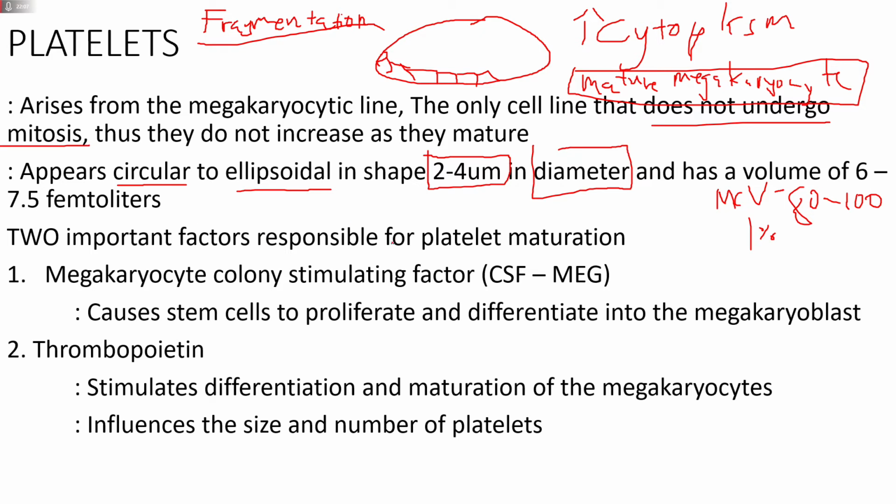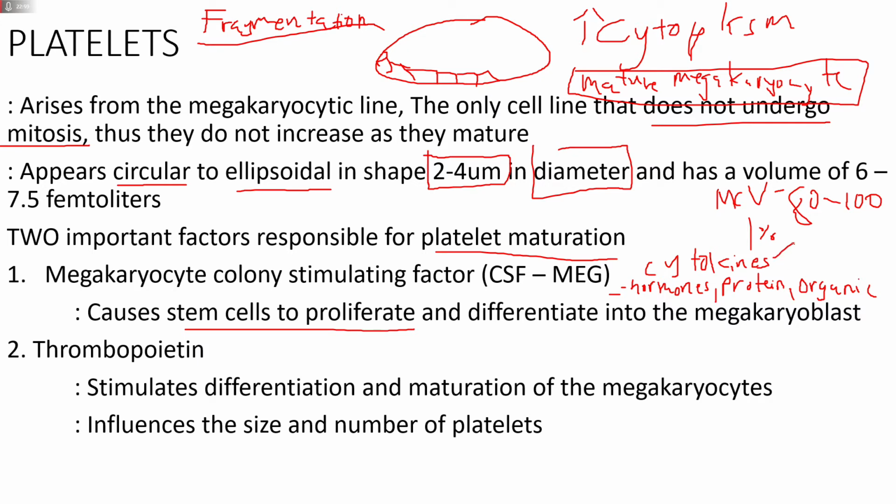Now, there are two important factors responsible for platelet maturation. The first one would be your megakaryocyte colony stimulating factor. So if naalala nyo, class, nung prelims nyo, I gave you a homework about yung mga cytokines. Now, these cytokines, class, can be hormones. Pwede siyang hormones. Pwede siyang proteins. Pwede siyang organic matter. Now, they would often cause stem cells to proliferate. So, an example of your cytokines, class, would be your erythropoietin. So, erythropoietin would be responsible for the production of your RBC.